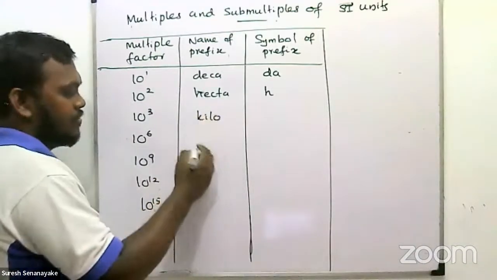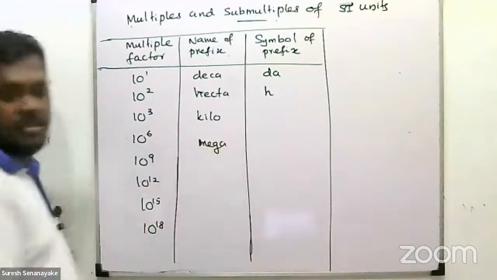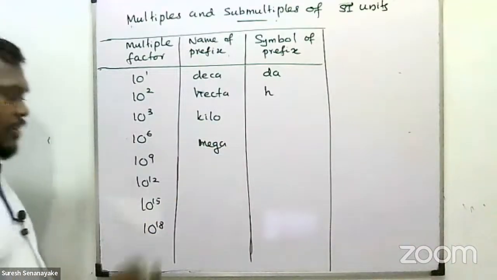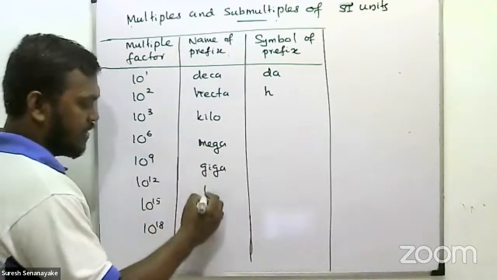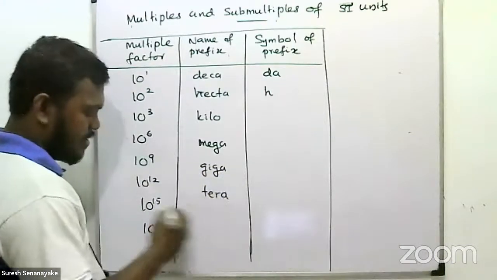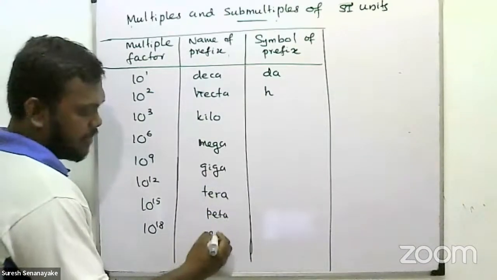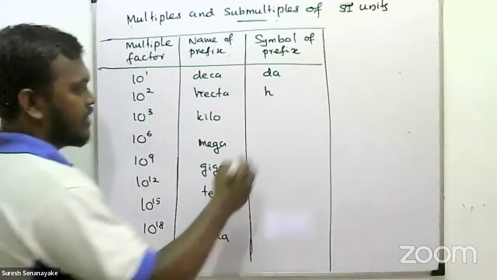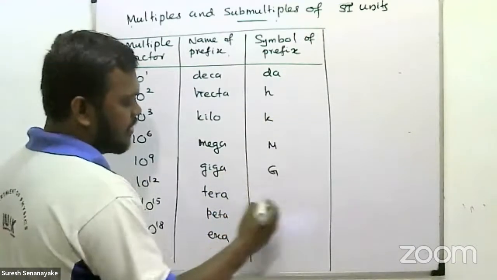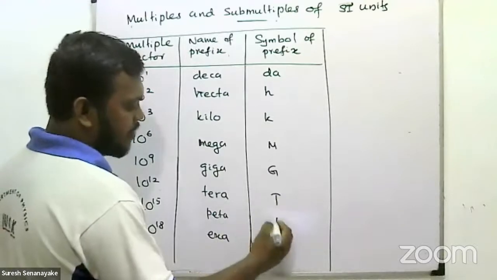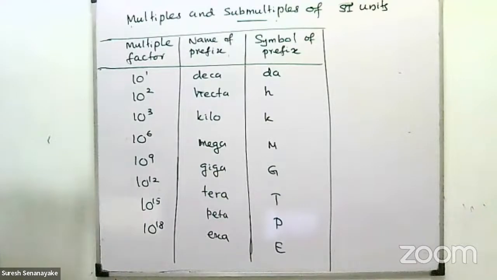It's kilo. This is mega. Kilo, mega. This giga. This tera. And peta. And exa. This kilo is k, mega is M, giga is G, tera is T, peta is capital P, and exa is E. These are the symbols used for this.